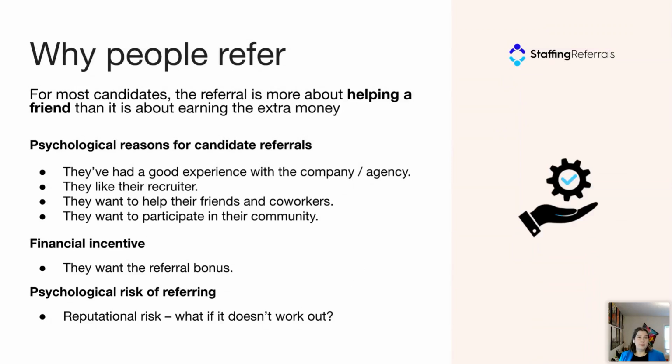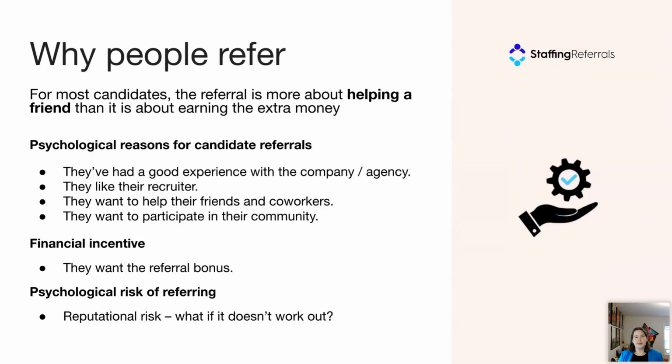So why do people refer their friends for jobs? There are four main reasons. One, they've had a really good experience with a company or agency. Two, they like their recruiter. Three, they want to help their friends and coworkers. And four, they want to participate in their community. If you bring it back to the examples I shared, I referred friends to Mirror and Goldbelly because I love their products and I wanted to share something I loved with my friends. It really is that simple.